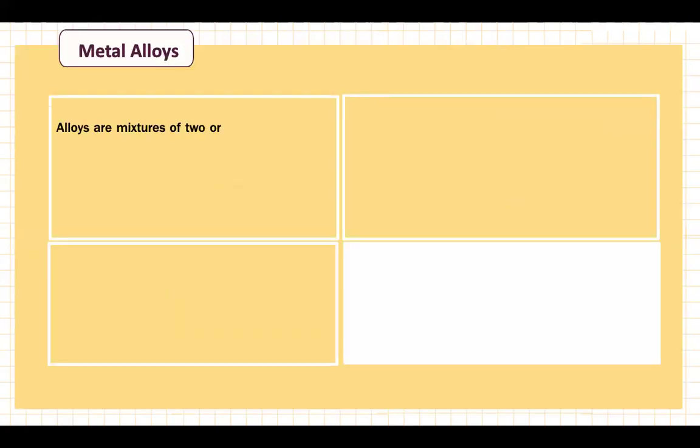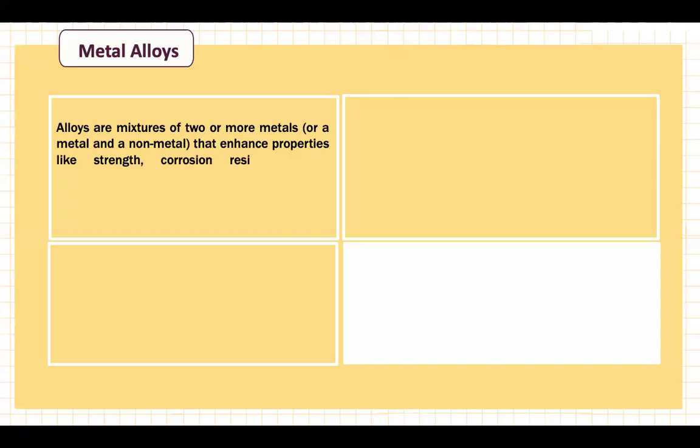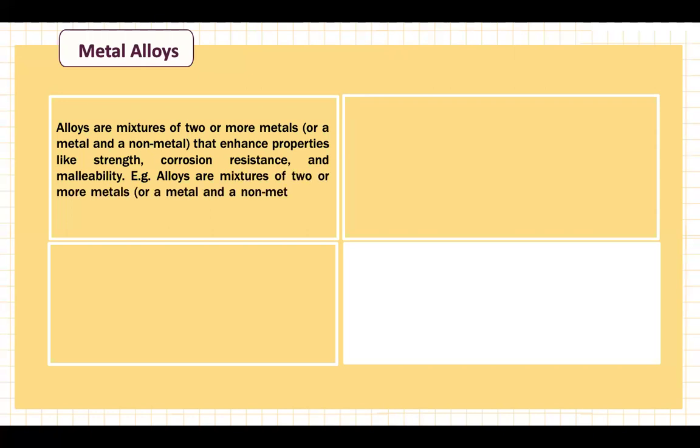Metal alloys are mixtures of 2 or more metals, or a metal and a non-metal, that enhance properties like strength, corrosion resistance, and malleability.